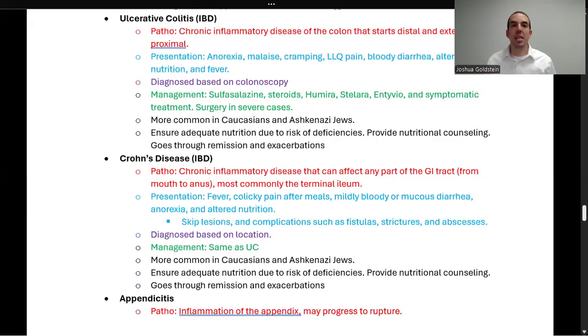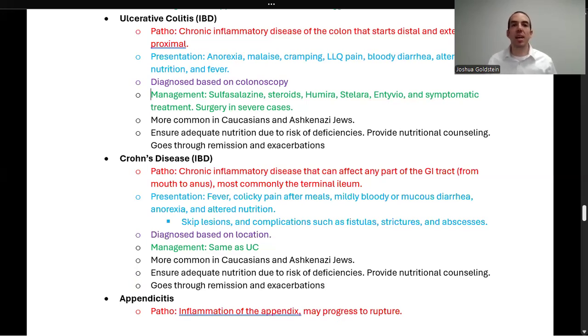Next, we move on to IBD. IBD is an autoimmune disease, inflammatory bowel disease. It's one example of an autoimmune condition, and it's broken out into two subcategories, ulcerative colitis and Crohn's disease. These two make up IBD. The pathophysiology, we'll start with ulcerative colitis, is that it's a chronic inflammatory disease of the colon that starts distally and works its way proximally.